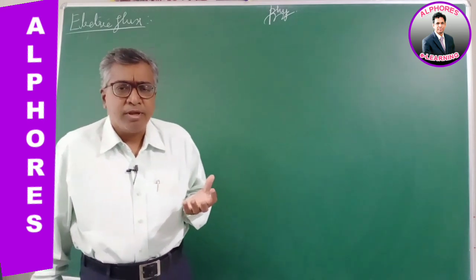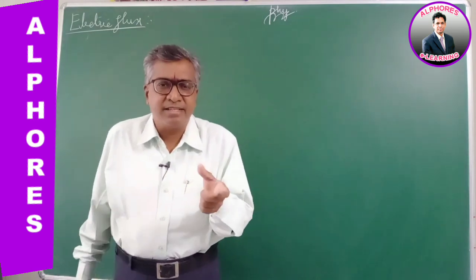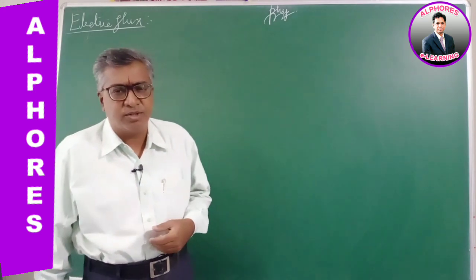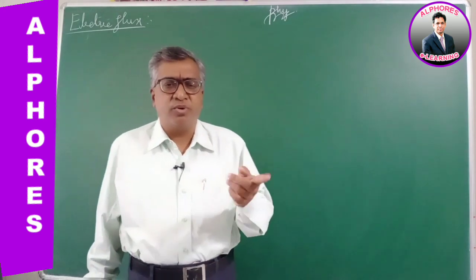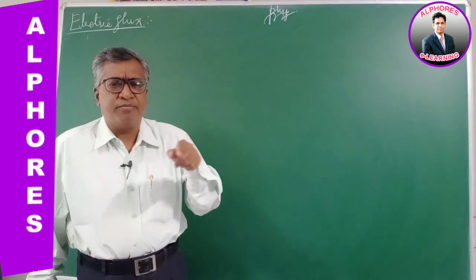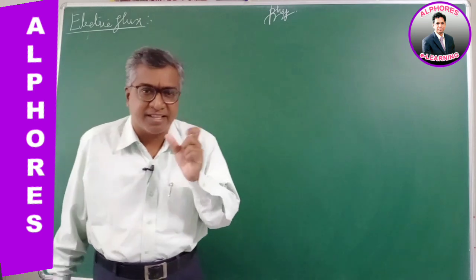Then, later, the force between two charges. Like charges repel, unlike charges attract. Coulomb has given the formula for it, the Coulomb force. Force is proportional to Q1 Q2 by R square. F is equal to 1 by 4 pi epsilon Q1 Q2 by R square. This is the Coulomb force between two point charges.